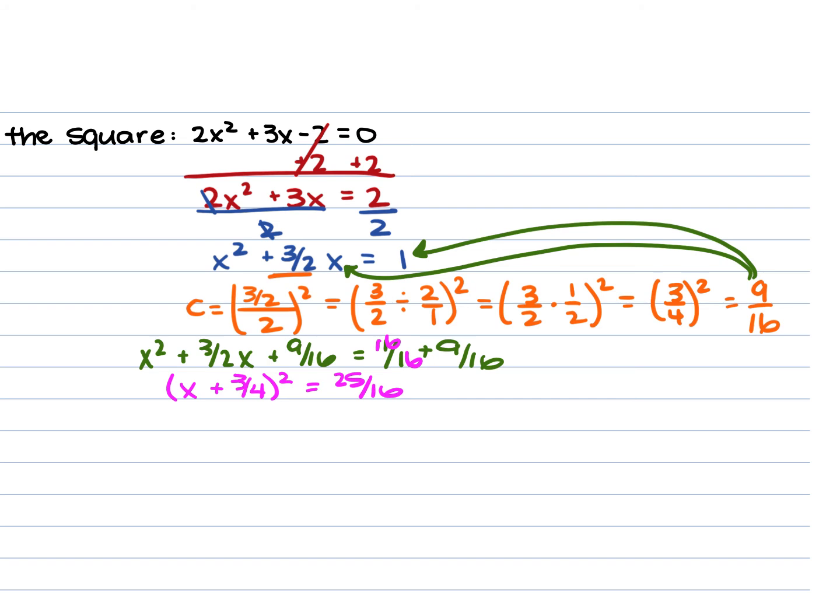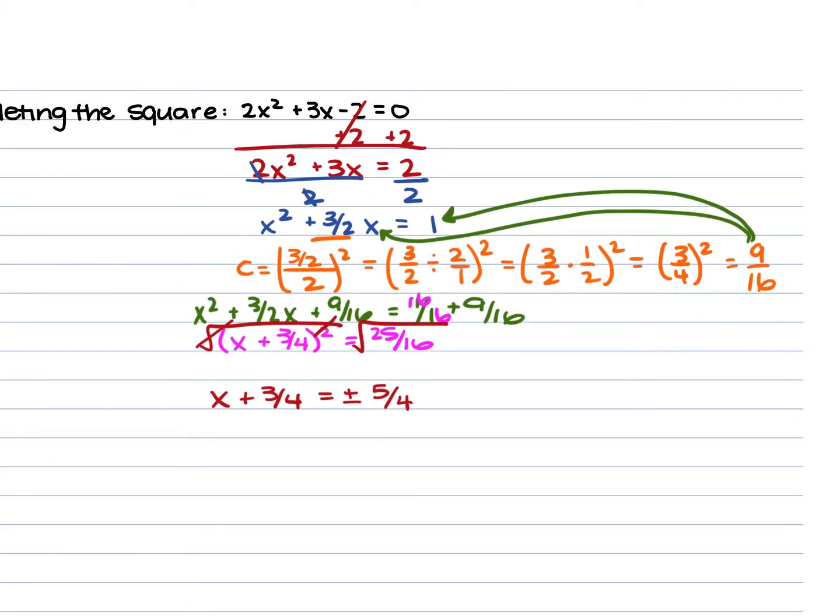From here, you're going to take the square root of both sides. Take the square root of the left side, take the square root of the right side. It cancels out that power, so you just have x plus 3/4 is equal to, you're taking the square root of both sides, so put that plus or minus in front of your answer. The square root of 25 is 5, the square root of 16 is 4. So it's 5/4.